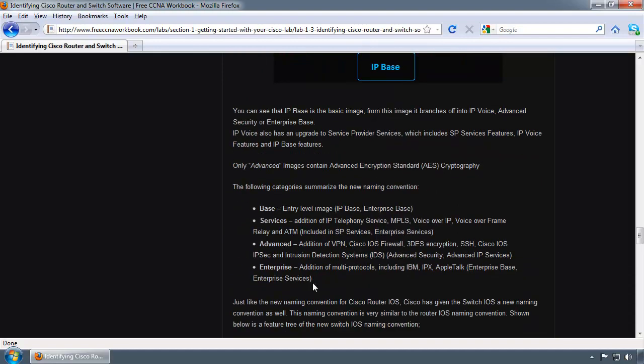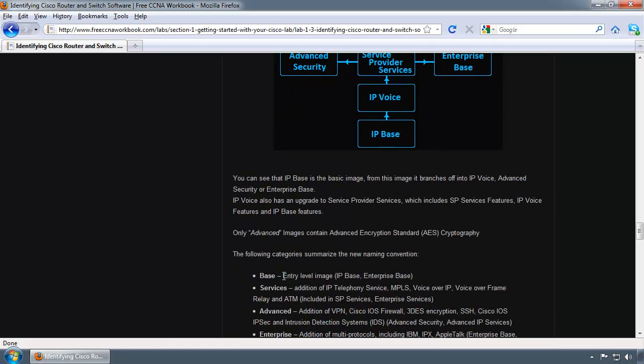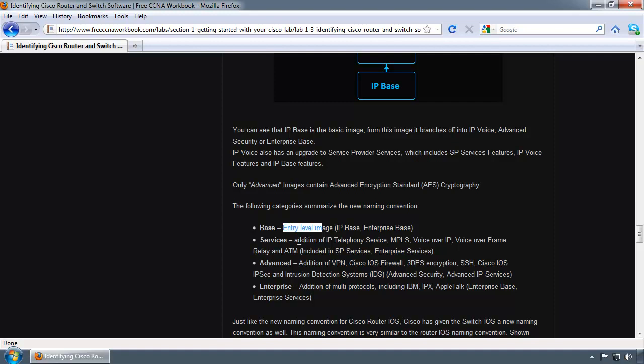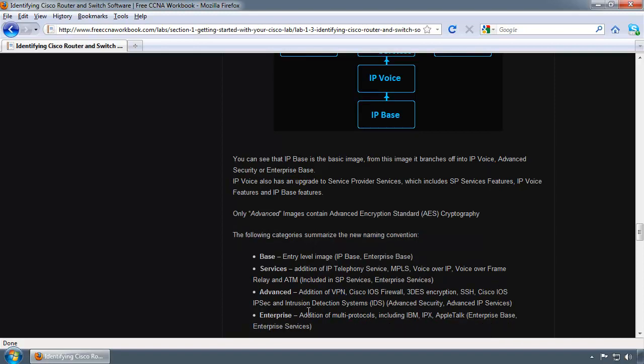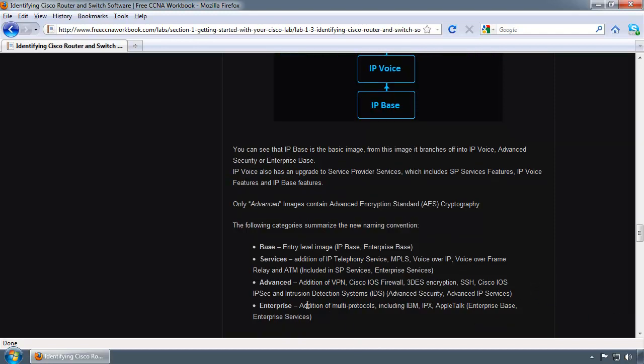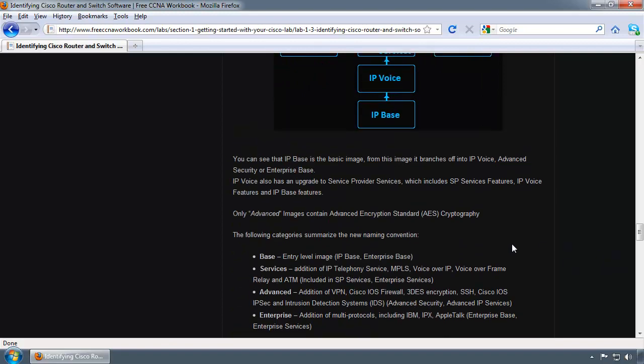Now, I broke out the different types of names here, so that you see Base is an entry-level image. Services include the addition of IP telephony services, MPLS, voice over IP, voice over Frame Relay, and ATM. Advanced is basically the addition of cryptography. It includes VPN services, IOS firewall, Triple DES, AES 256, SSH, IOS IPsec, intrusion detection services, a list of security stuff, basically. And Enterprise, like I said earlier, is basically a feature set that includes a bunch of multiprotocols, whether it be IBM, IPX, AppleTalk, stuff like that.